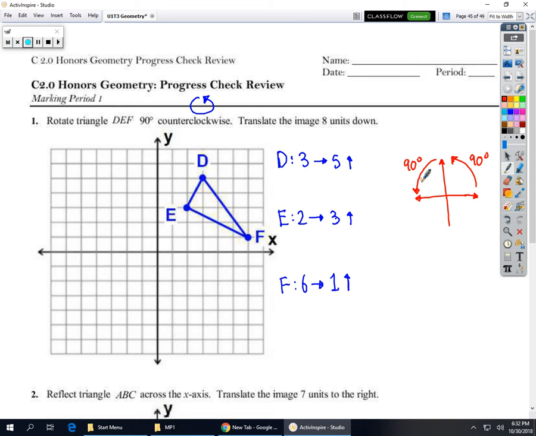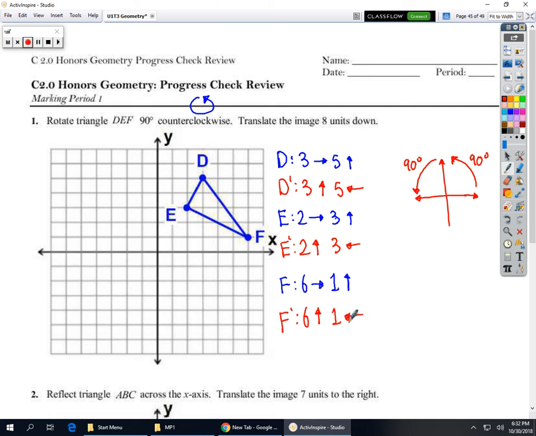So that means to draw D prime, instead of 3 right, it's going to be 3 up. Instead of 5 up, it's going to be 5 left. Same thing for E prime. 2 right changes to 2 up, 3 up changes to 3 left. And F prime, 6 goes up, 1 goes left. Right?